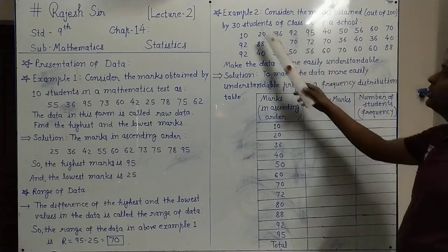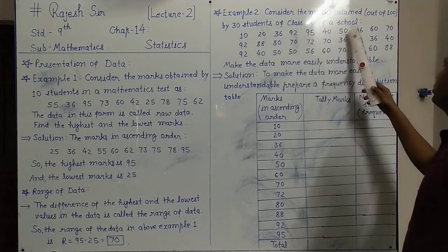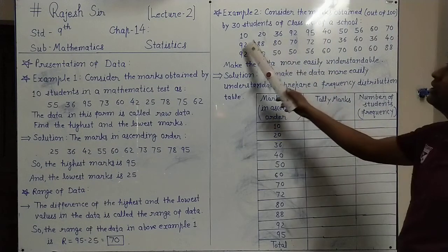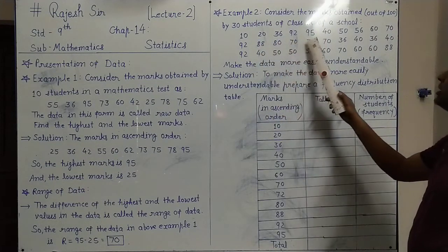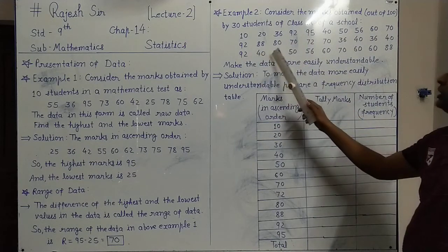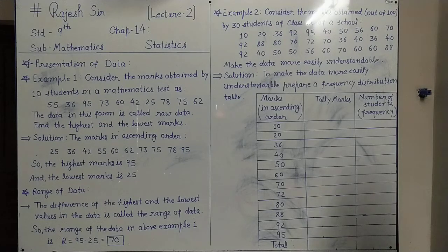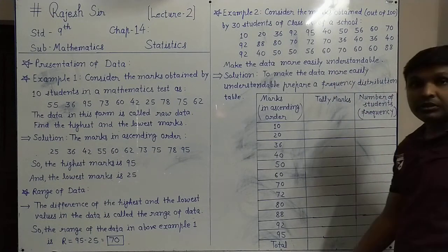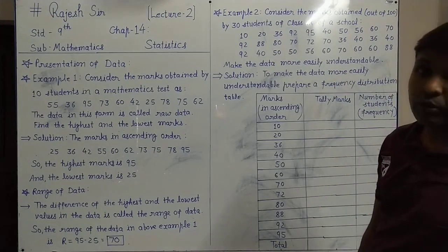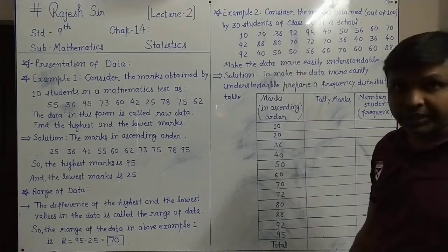30 students' marks are 10, 20, 36, 95, 92, 95, 40, 40, 50, 56, 60, 70, 92, 88, 80, 70, 72, 70, 36, 40, 36, 40, 92, 40, 50, 50, 56, 60, 70, 60, 60, 88. So these are the 30 students' marks out of 100. This right here is again called raw data.